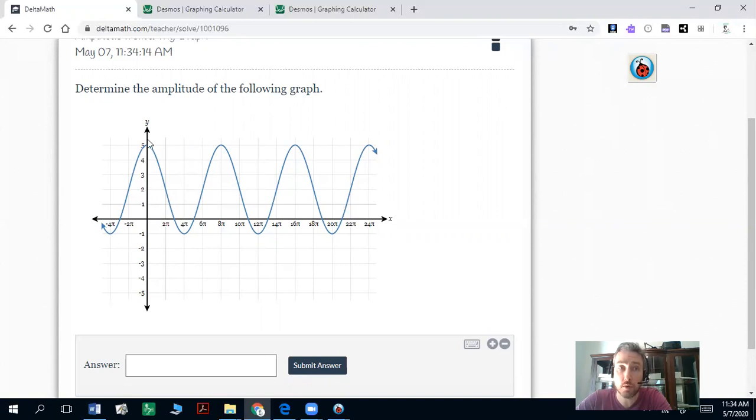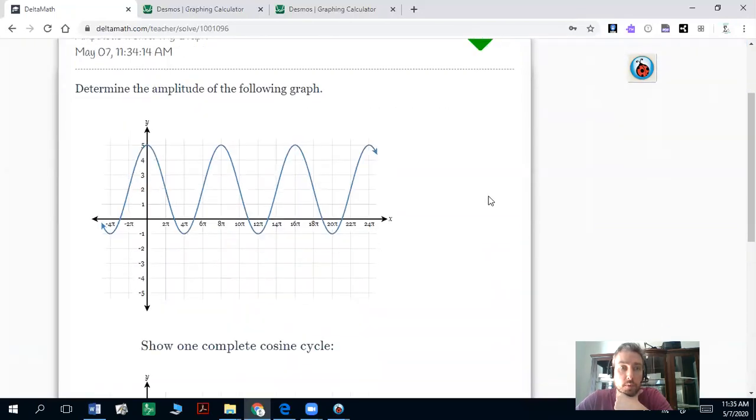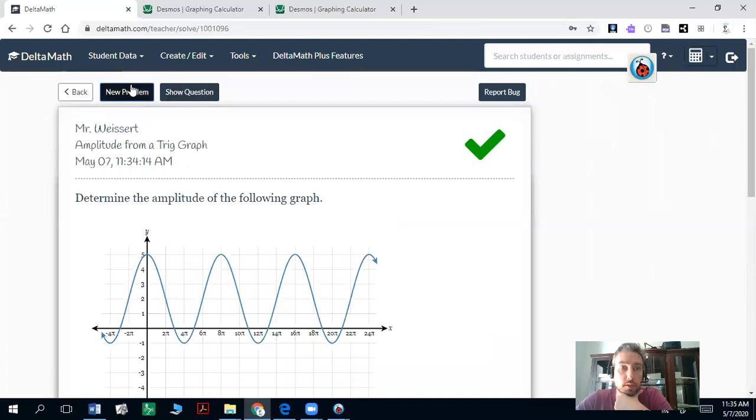So my amplitude will be 3 units because that distance between the midline and the max or the min value is 3. So that leading number would be 3. Good deal. Let's do one more.